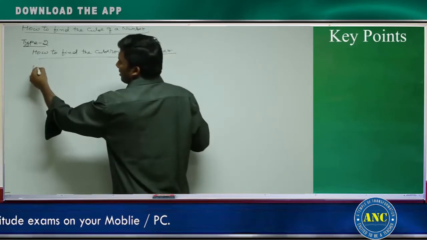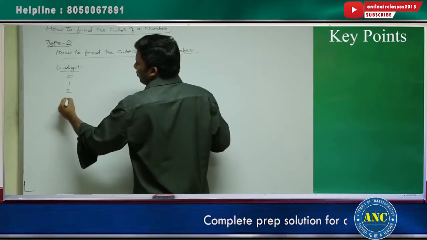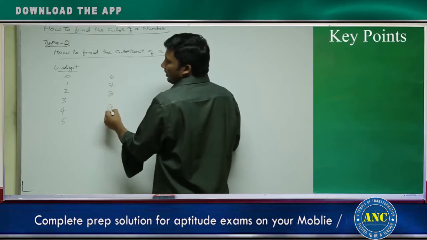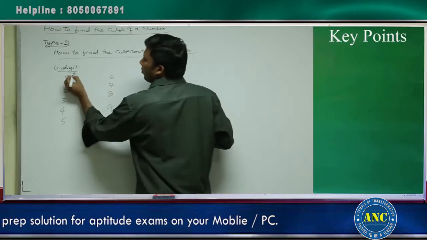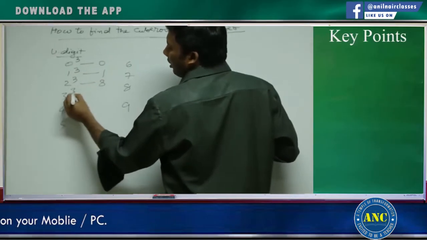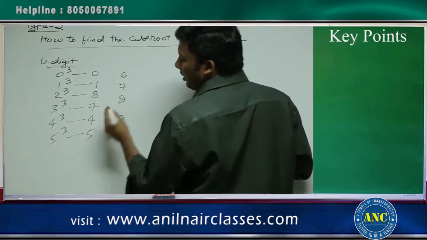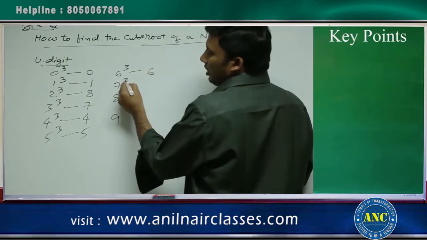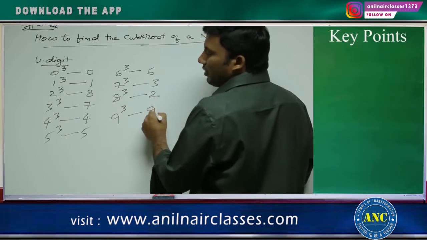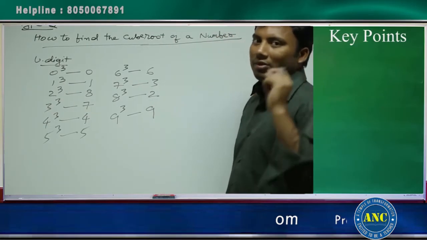Now, first we will discuss a concept. If I take the unit digits 0, 1, 2, 3, 4, 5, 6, 7, 8, 9, let us cube them. 0's cube is 0. 1 cube is 1. 2 cube is 8. 3 cube is 27. 4 cube is 64. 5 cube is 125. 6 cube 216. 7 cube 343. 8 cube 512. 9 cube 729. These are the possible unit digits of a number after finding the cube of a number.